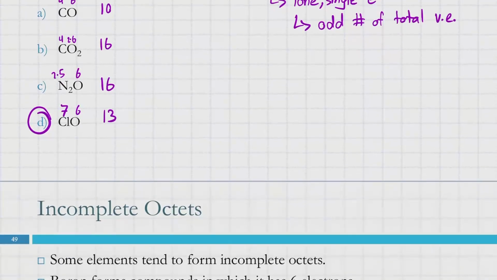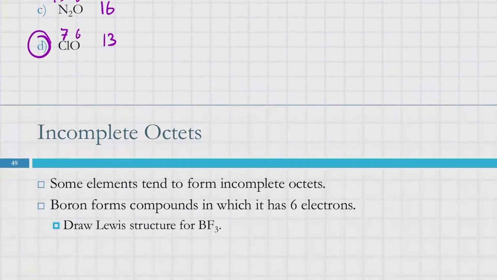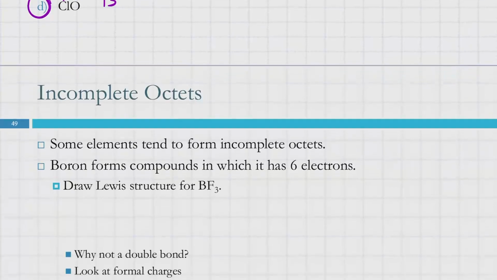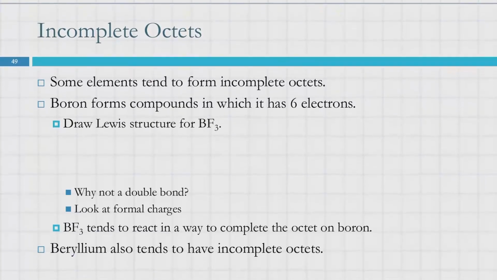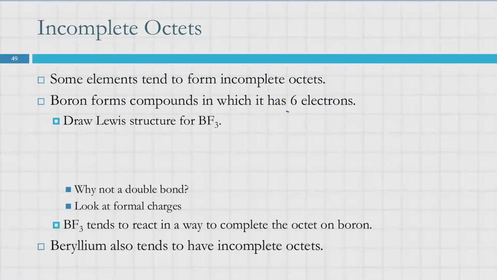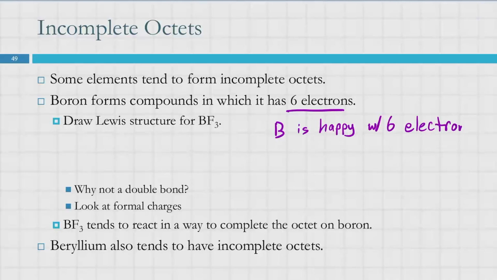We can also have incomplete octets. So some elements tend to form incomplete octets. They don't get to 8. Boron forms compounds that have 6 electrons. Boron is happy with 6 electrons instead of the typical 8. So it gets a hextet instead of an octet.